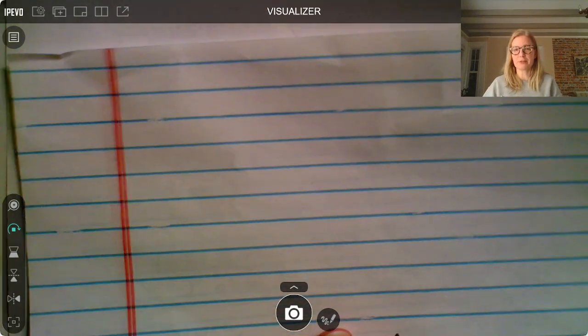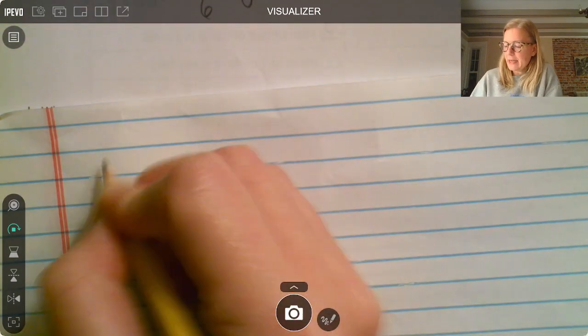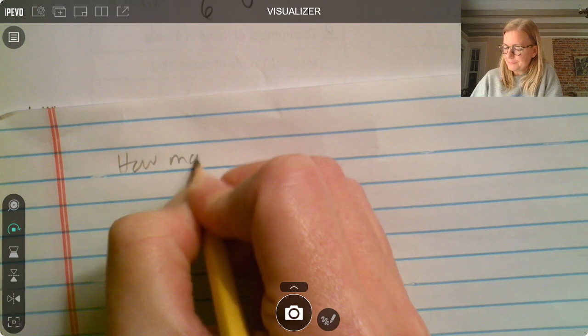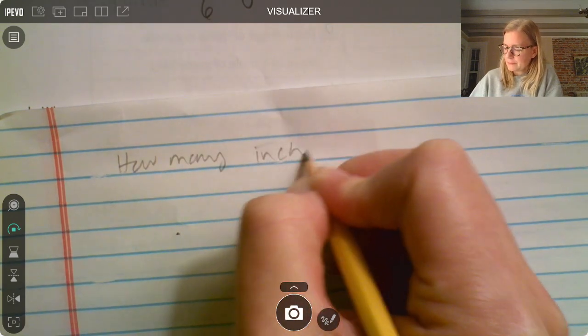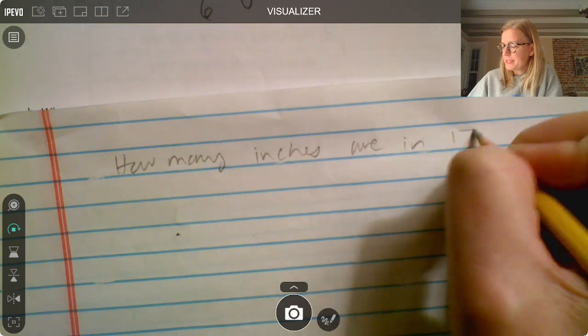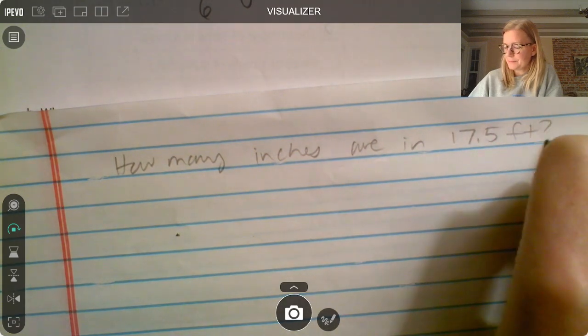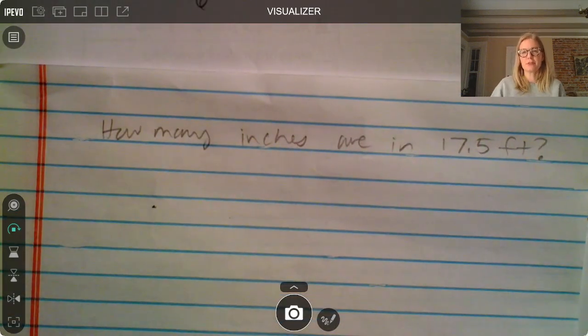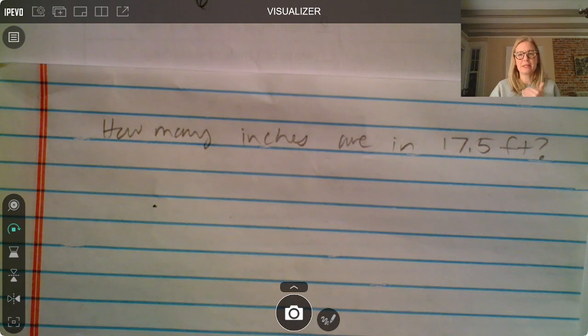So let's forget about moles for a second. Let's go to something much easier. Let's go to inches and feet. If I said how many inches are in 17.5 feet, there's a lot of ways that you could do that conversion, right?